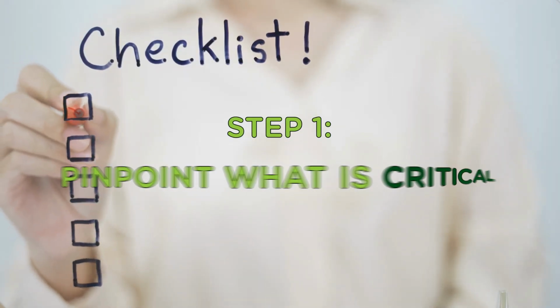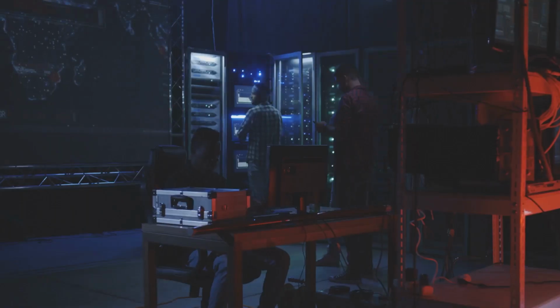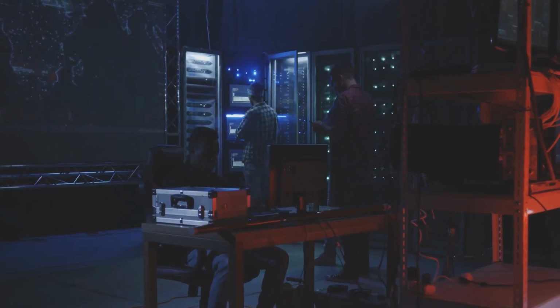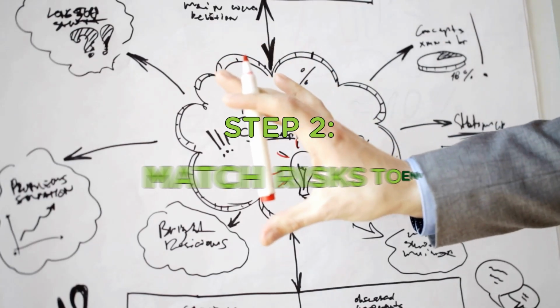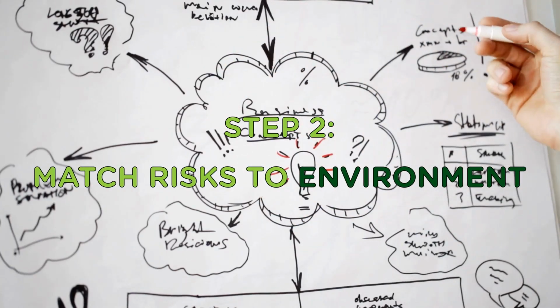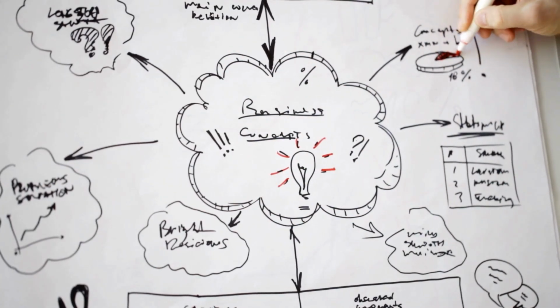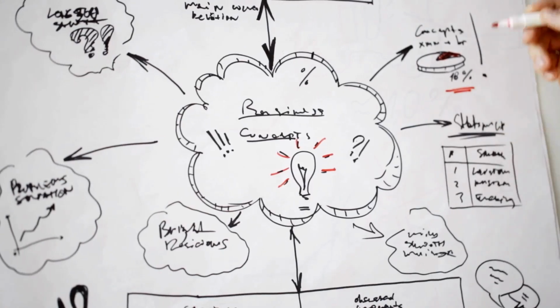Step 1. List your essential systems. Identify what must stay online for your business to function, and the knock-on effects if they don't. Step 2. Create a risk map based on your location, industry, and operations. Include cable theft, load shedding, and staff availability.